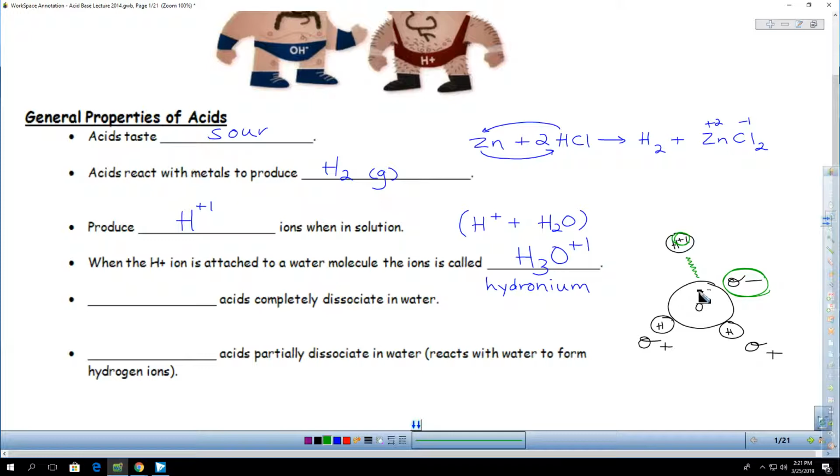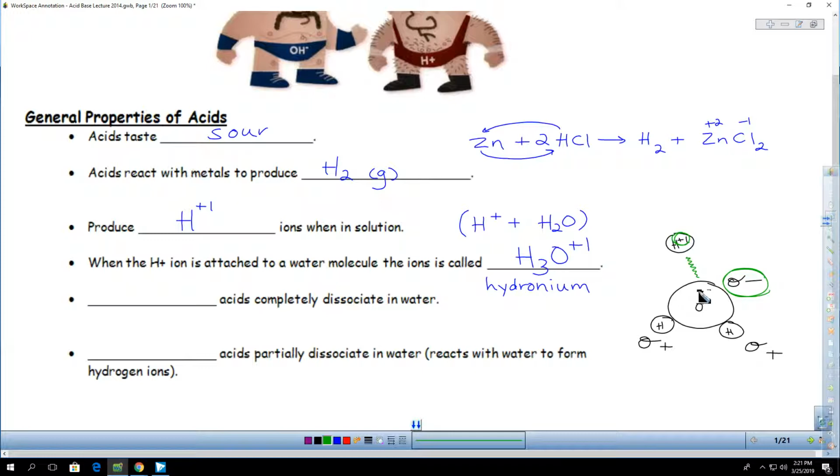We call that then hydronium, H3O, which is +1 now. There is a charge. Water was neutral initially, but with an extra +1 hydrogen, the water is now an H3O+1 ion.